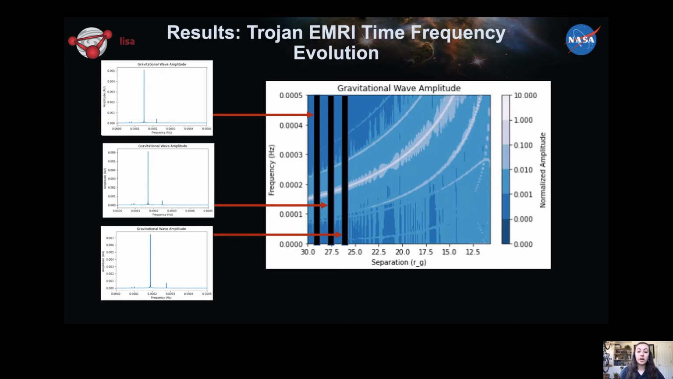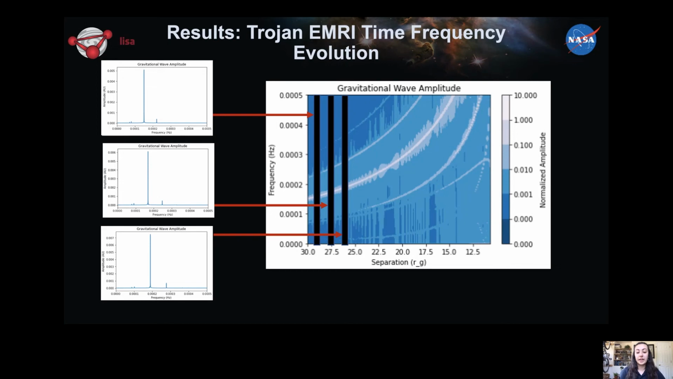So how we construct these gravitational wave amplitude contour plots is that we start at a certain separation, for example here it's 30 RG. We'll run for a certain amount of orbits until it reaches a second separation, say for example 29.5 RG. We'll run that certain amount of time. We'll then calculate the gravitational wave amplitude of that system, and then we'll basically turn it sideways and place it into this contour plot, into these columns that are shown in black here.